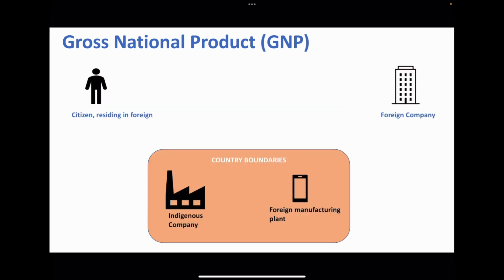Coming back to the same example, the indigenous company continues to account for the GNP of the nation. The foreign company's contribution is now not counted in GNP. However, the citizen residing abroad, his contribution is now counted in GNP.